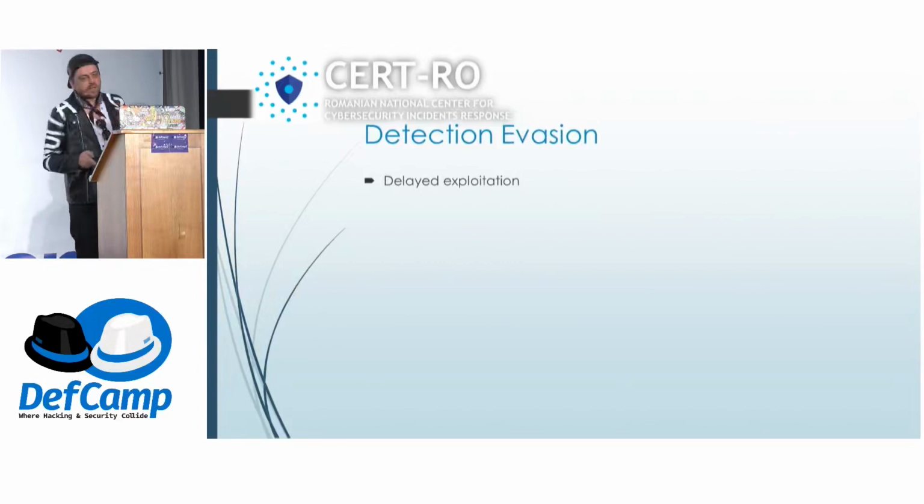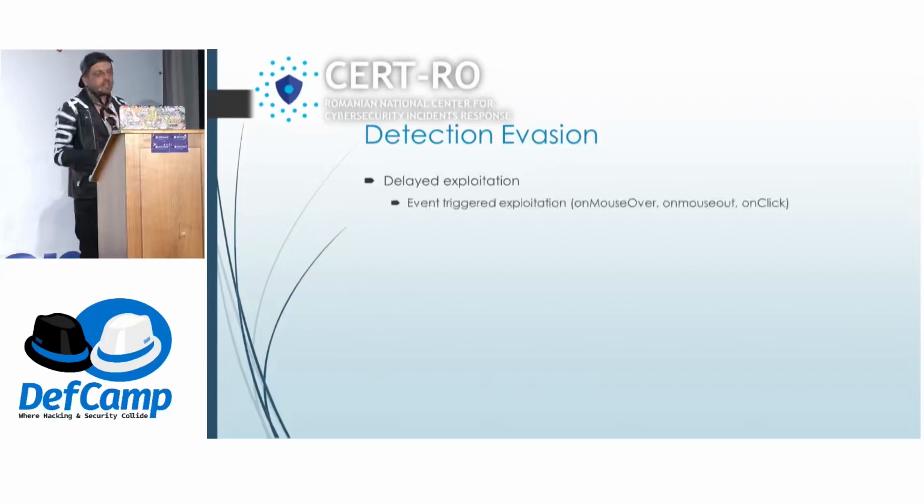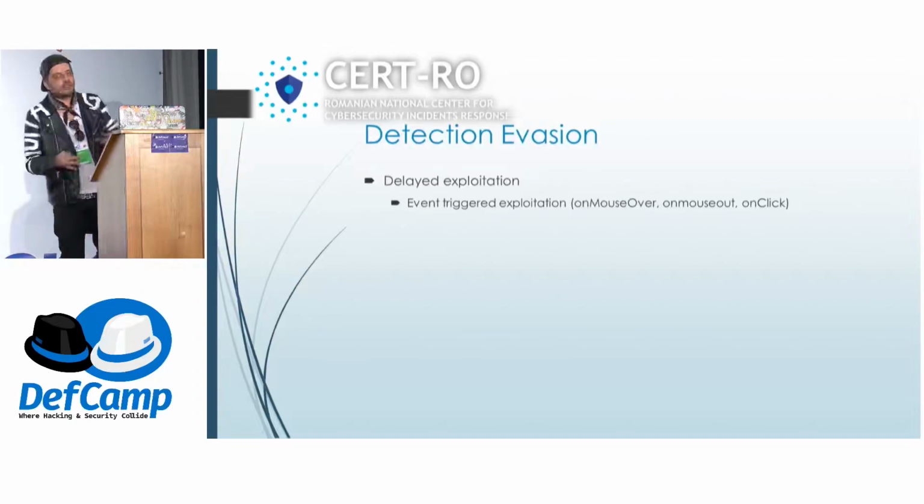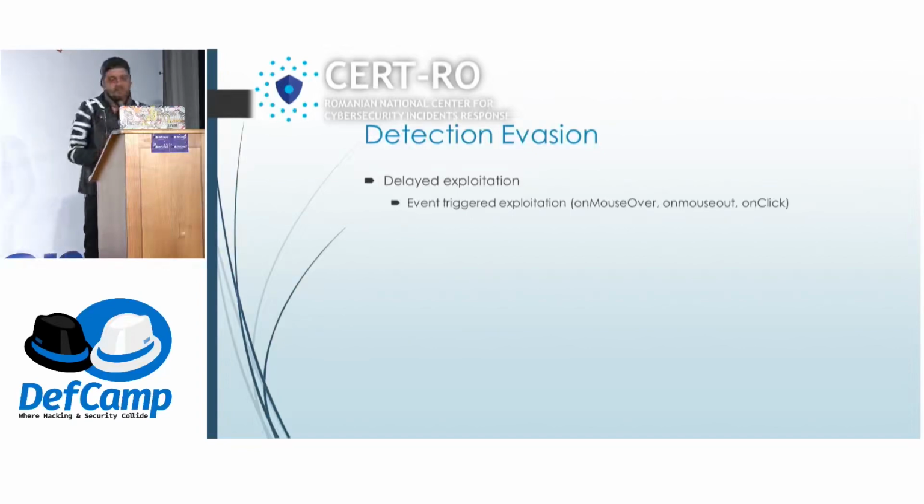The second method of attacking the analysis environment is delayed exploitation. This can be achieved through event-triggered exploitation, like using certain JavaScript methods that would require a certain environment. For instance, if you put the mouse pointer in a certain area of the screen, or if you click on that certain area of the screen, or if you leave that certain area of the screen.